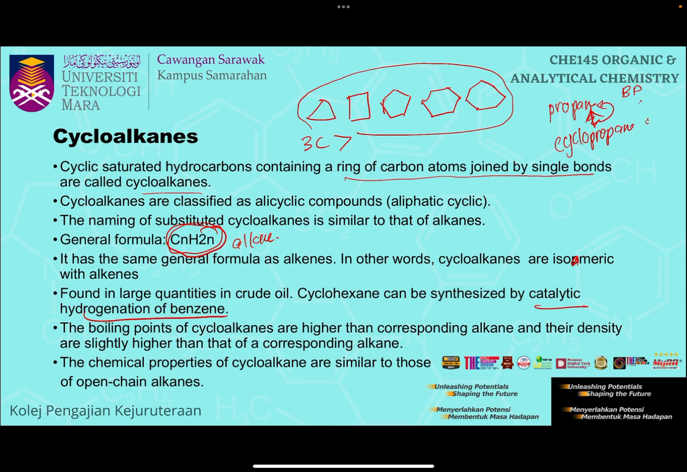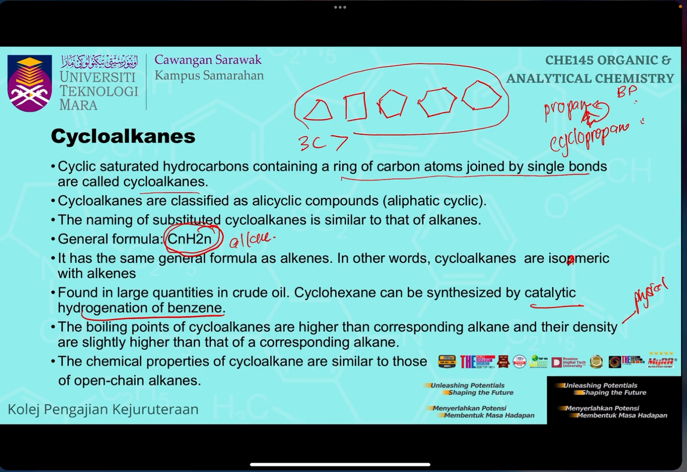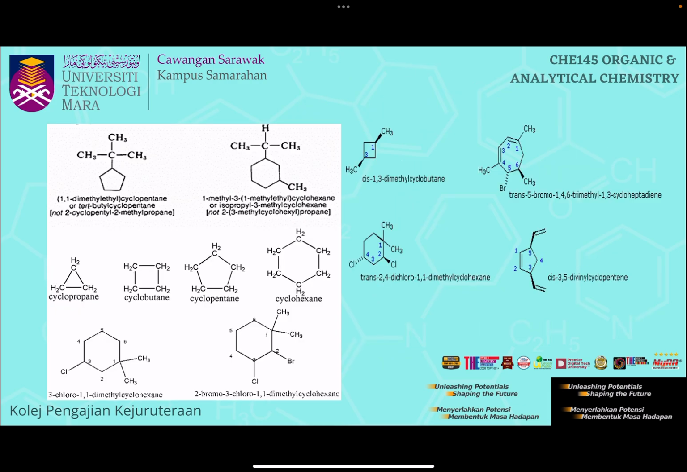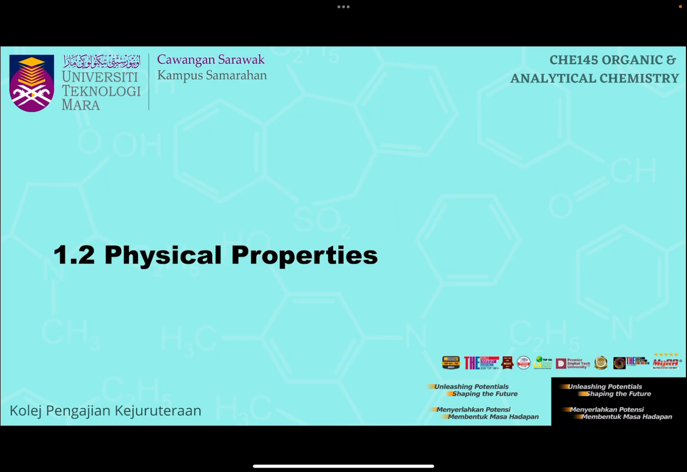Okay, so the chemical properties of cycloalkanes are similar to those of open chain alkanes. In terms of physical properties, there are differences. But in terms of reactions, they are the same as the straight chain. Okay, so you have the chemical properties and then the physical properties, right? In terms of physical properties, it affects, but in terms of chemical properties, it's the same. Okay, so these are some examples of cycloalkanes. Okay, and that will be all for part 1.1.